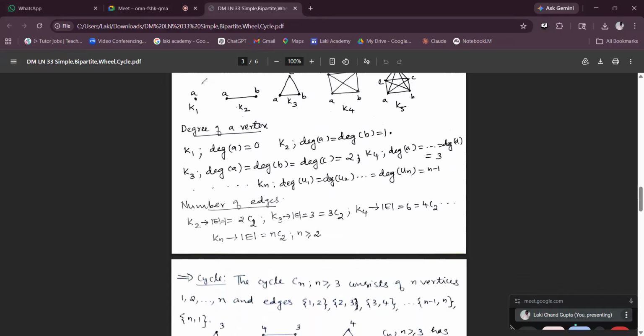This is the complete graph K1. Why? Because only one vertex is there. Understood? And the number of edges will be 0. Right?